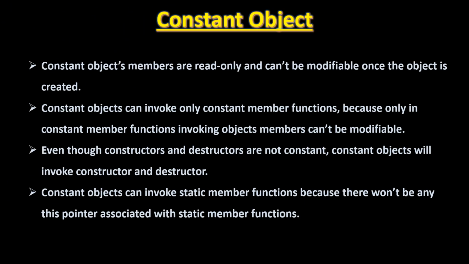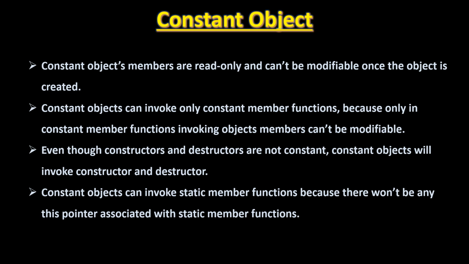Constant object members are read-only and cannot be modified once the object is created. Just like a normal constant data member, once the constant object is created, you cannot modify it. And constant objects can invoke only constant member functions, because in constant member functions the invoking object's members cannot be modified. What is the property of a constant object? Once it is declared, you are not supposed to modify it. It is read only.